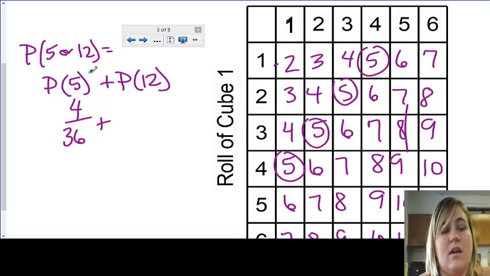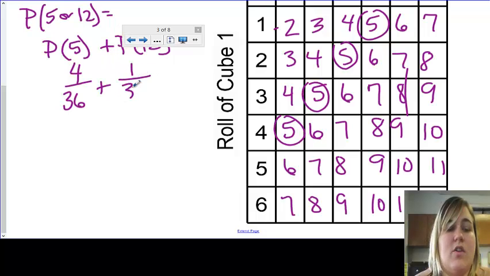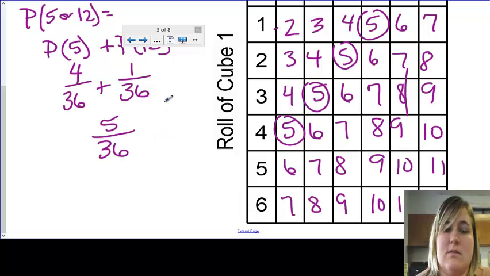plus the probability of getting a sum of 12. I only have one sum of 12, and I would have to roll a 6 and a 6 to get that. So it's going to be 1 out of 36. I add those together. 5/36 is my probability of getting a sum of 5 or a sum of 12.